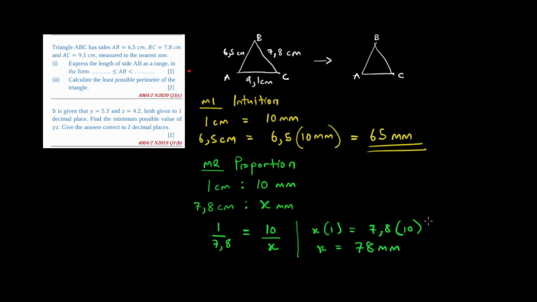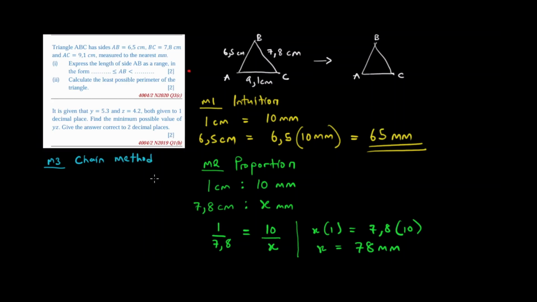Eventually we multiplied 7.8 times 10, as we did for 6.5 centimeters, which we also multiplied by 10. This is to show you that this method also brings a correct answer. Now demonstrating our method number 3, we are going to call it the chain method.